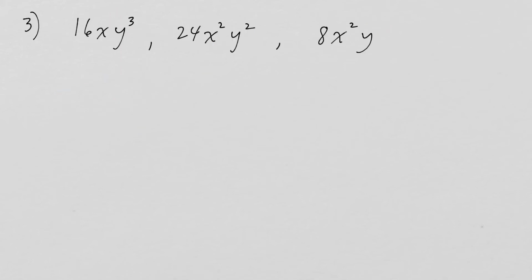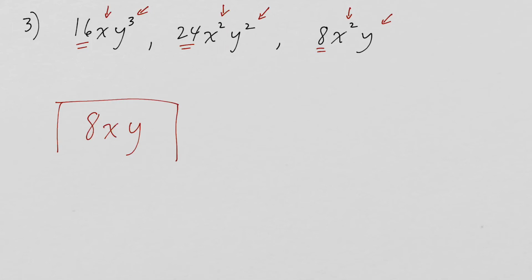Okay, looking at the GCF, 8 is the largest number that can go into all three of those without a remainder. So here we have 8. When we look at the x's, this is to the 1, to the 2, to the 2. 1 is the least of those. And when we look at the y's, this is a 3, a 2, and a 1. 1 is the least of those. So this is the greatest common factor that can go into each of those without a remainder.